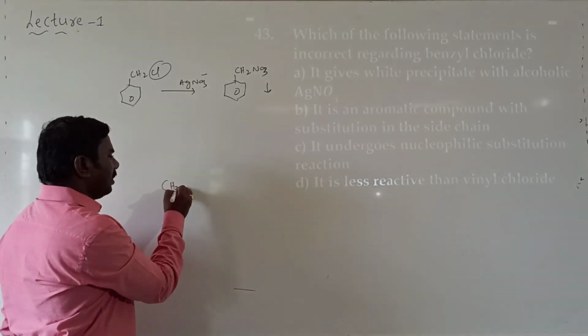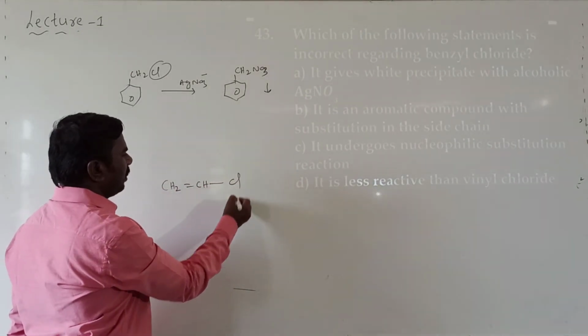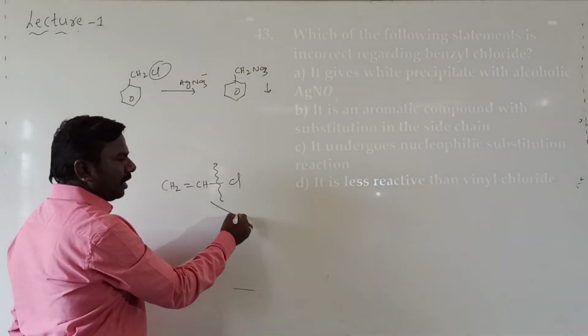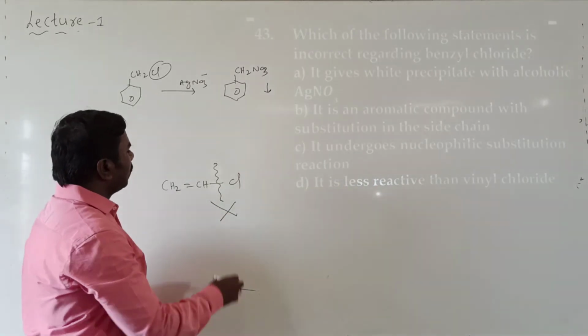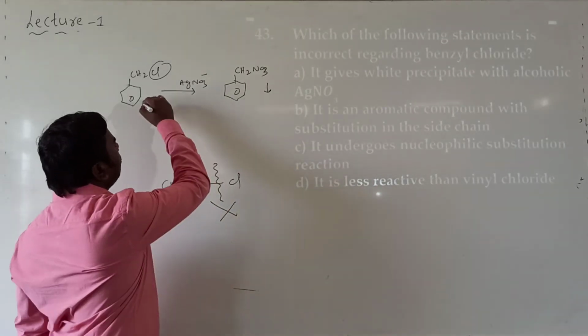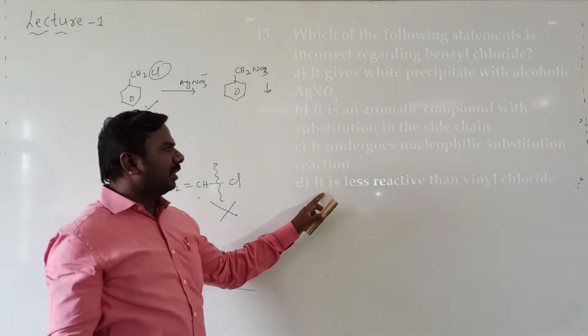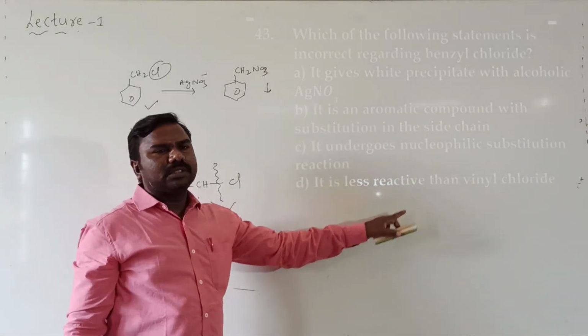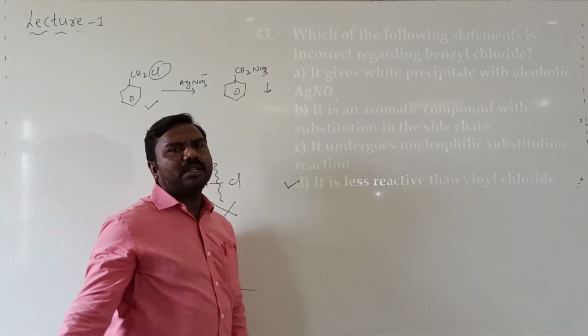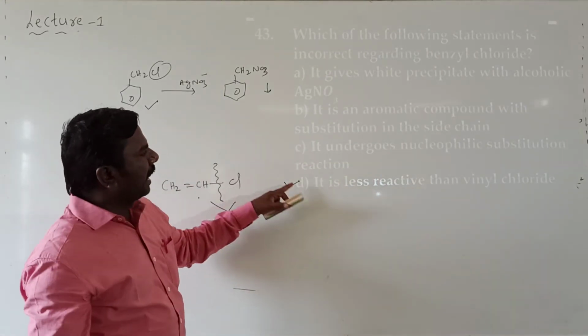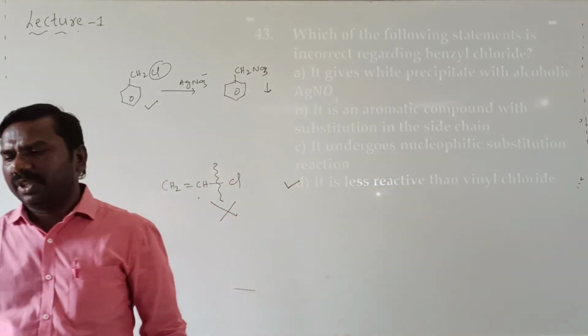Next, it is less reactive than vinyl chloride. Vinyl chloride means CH2=CHCl. To break this bond is very difficult, so vinyl chloride is less reactive and benzyl chloride is more reactive. But the given statement says it is less reactive. So that's why it is a wrong statement. So the incorrect statement is option D. Next.